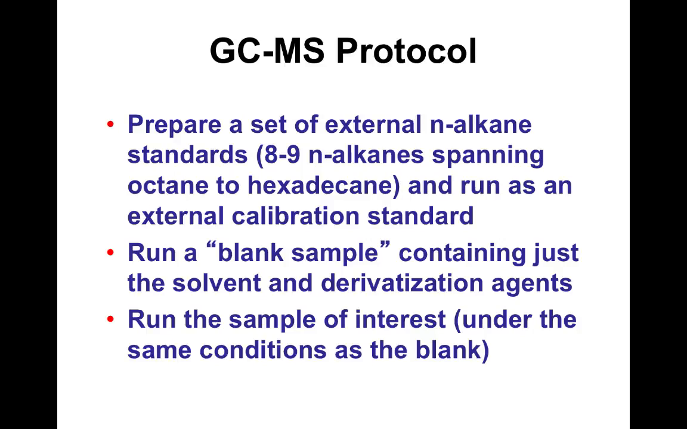Then you run a blank sample. Anyone who's ever worked with mass spec knows that you can inject essentially nothing and end up with lots of peaks. So this blank sample allows you to sort out what those strange peaks are, often solvent or derivatization agents. And then you run the sample of interest under the same conditions, solution, and temperature gradient as the blank.